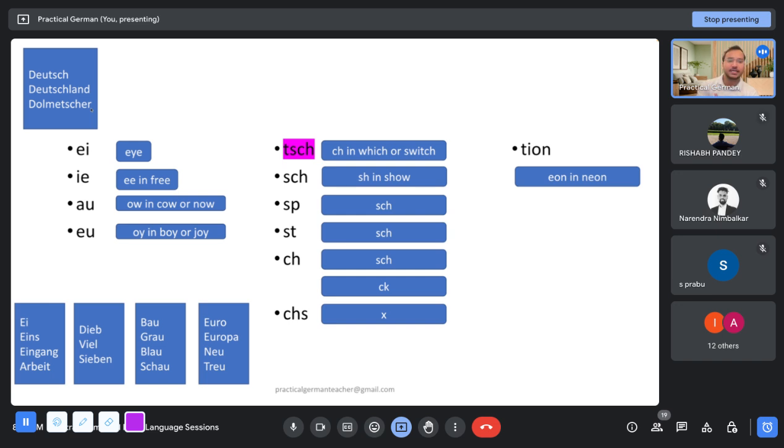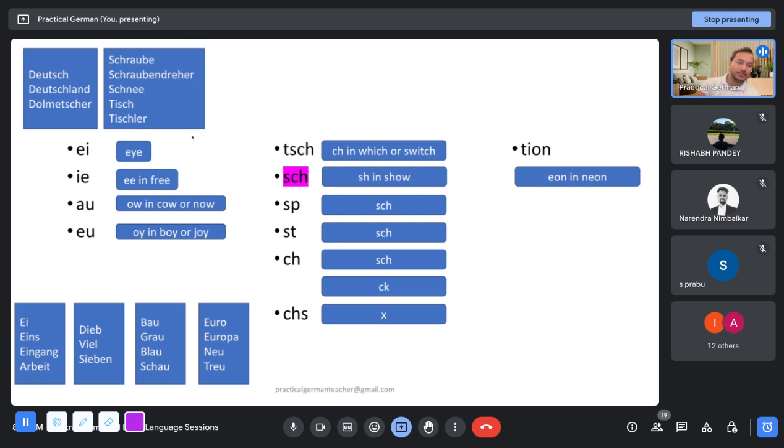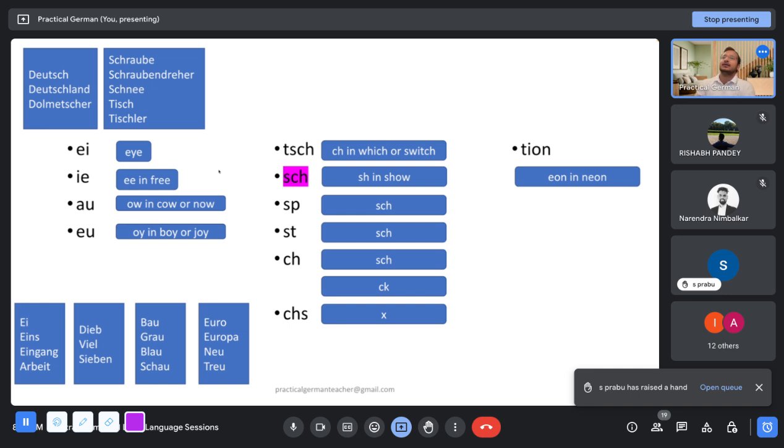Okay. Translator. What is the word for translator? It's Übersetzer. Okay. Thank you very much, Narendra and Rishabh. I need one more volunteer who wants to read. Please raise your hand. Go ahead, Prabhu. No problem.